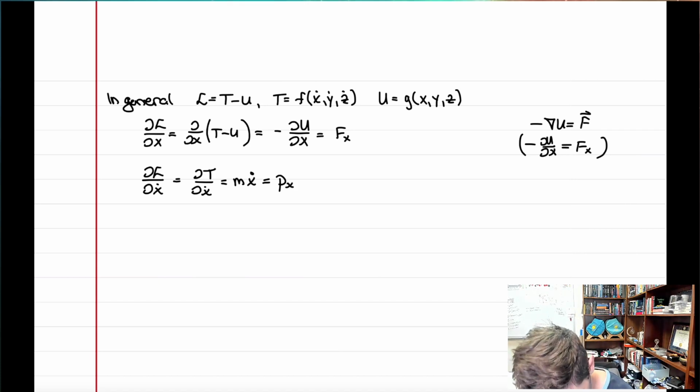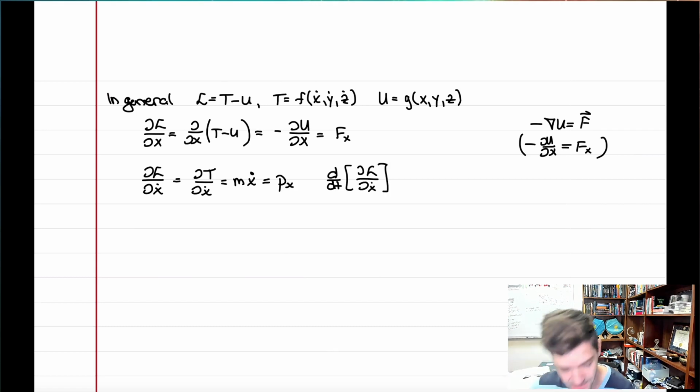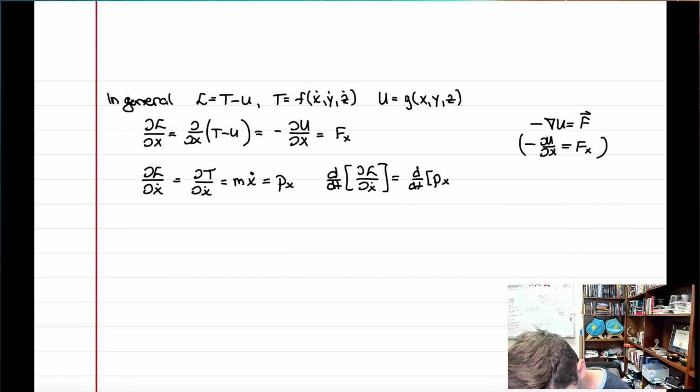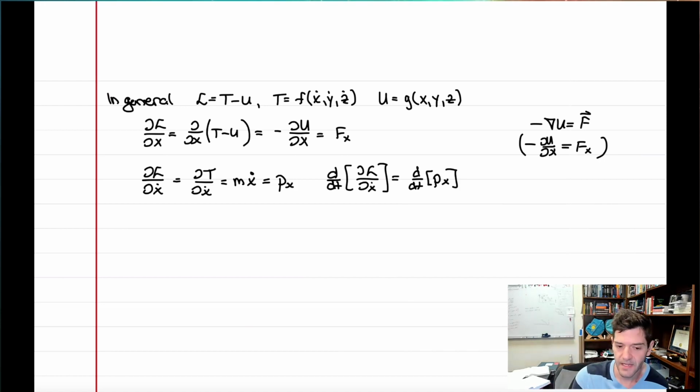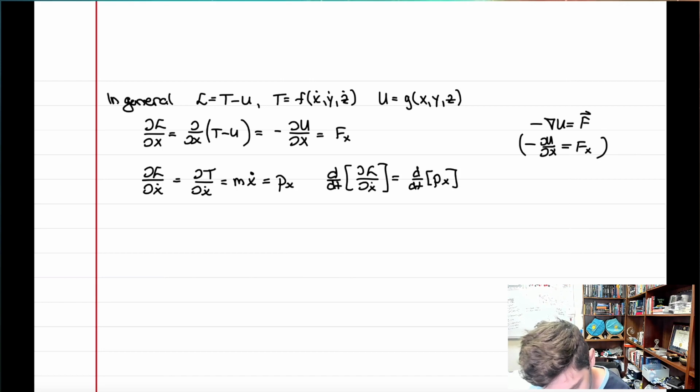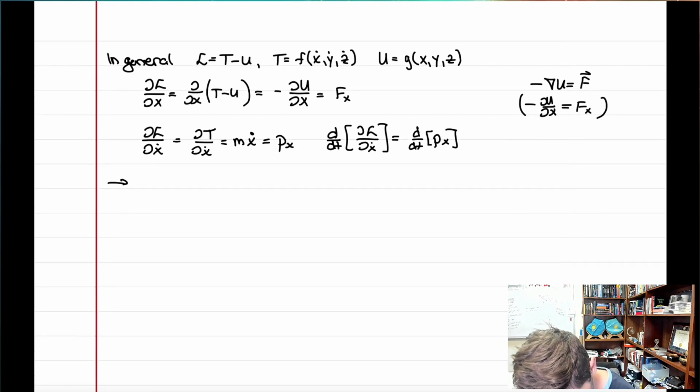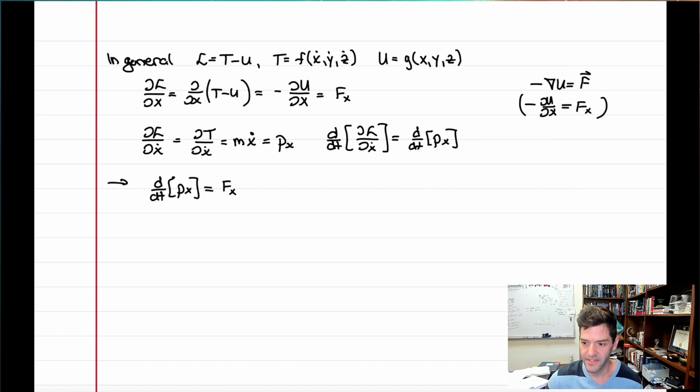And then the Lagrangian says that I take the time derivative of the partial of the Lagrangian with respect to x dot. So that looks like it's just the time derivative of the horizontal momentum at the end of the day. And then Euler-Lagrange ultimately says that the time derivative of the horizontal momentum had better equal the force in the horizontal direction.